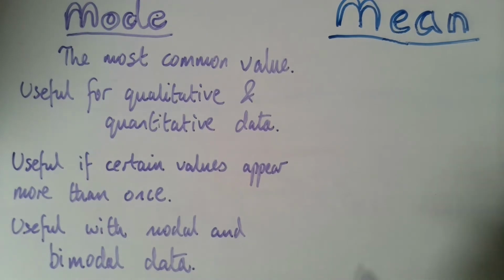So as I said, it's useful if it appears more than once, but also particularly useful if the values that you're getting the most of, you only have one or two. So if it's two, it's called bimodal. Once you get more than that, it can become a bit more annoying really, and less useful.